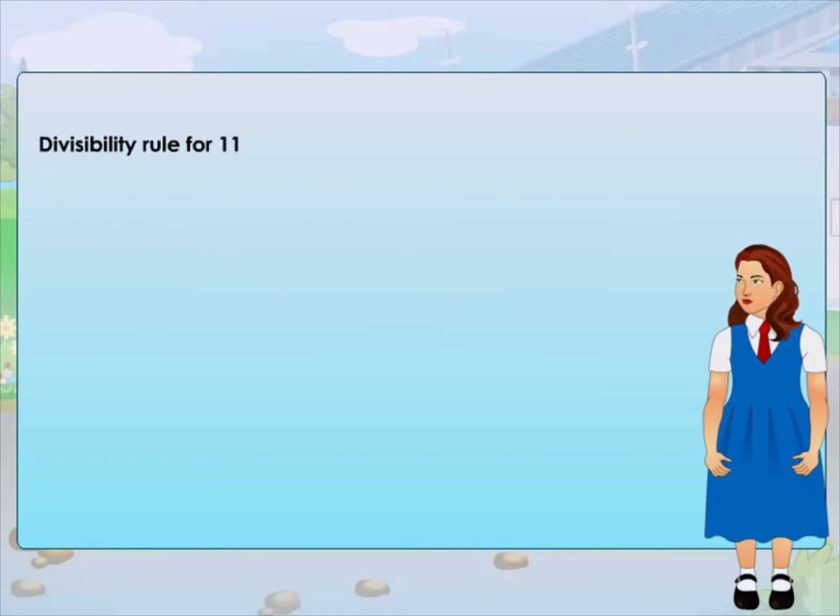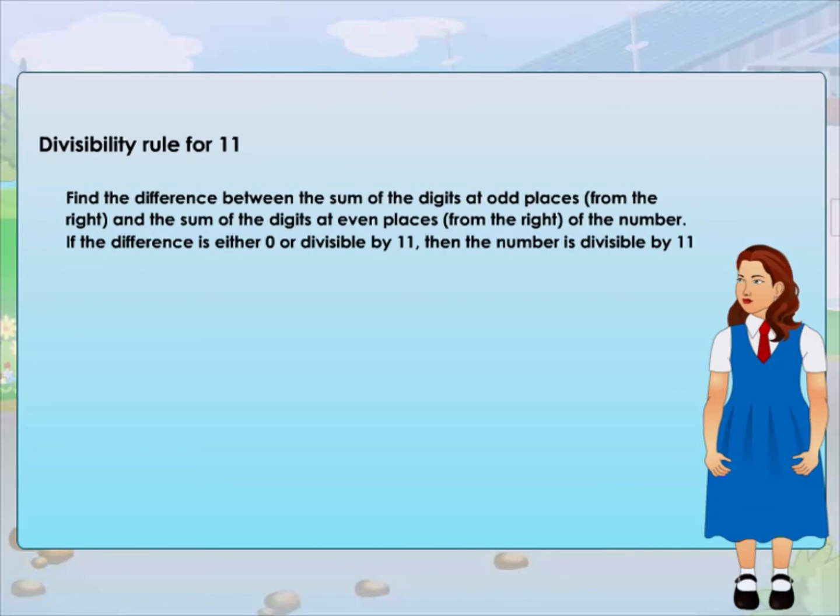Divisibility rule for 11. Find the difference between the sum of the digits in the odd place from the right and the sum of the digits in the even place from the right of the number. If the difference is either 0 or divisible by 11, then the number is divisible by 11.